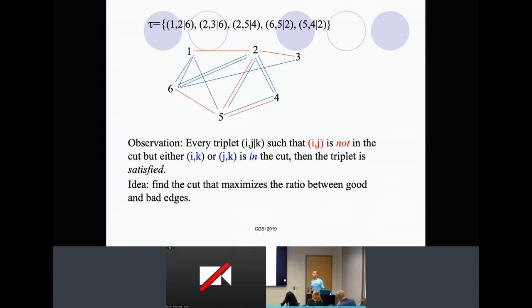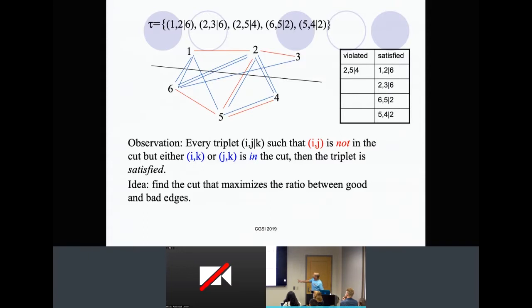How many cuts do we get? Many, many cuts. Actually, you have two to the number of vertices. This is the number of cuts. But this is the edge. It cuts only one red edge that you must have, and it cuts almost all the blue edges. So we violate only one triplet, and we satisfy all the other four. And that's it. So this is the max cut idea.